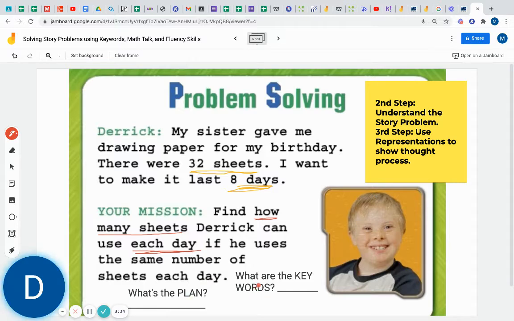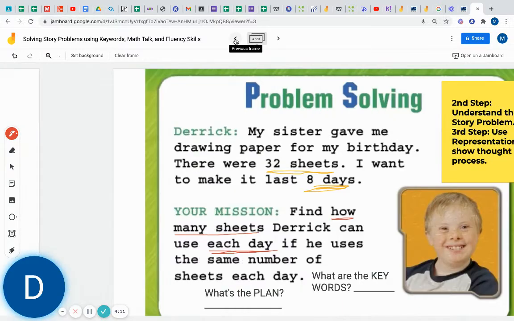Okay, in order to know the plan, we need to know what the key words are. So let's go ahead now. We understand it. We have 32 sheets total that were given to Derek by his sister as a birthday present. And he wants to use those sheets for 8 days. And so his question is, and your mission to help Derek is, well, how many sheets can he use each day in order to have 32 sheets for 8 days? Okay, so the key word here would be how many sheets each day.